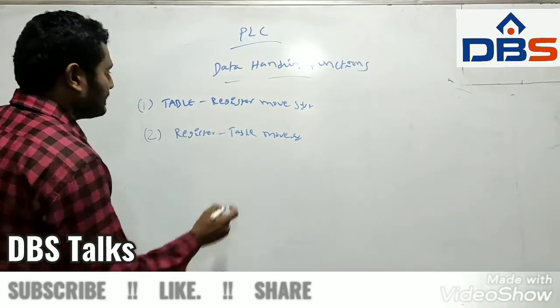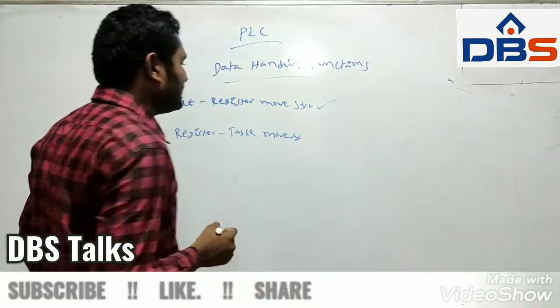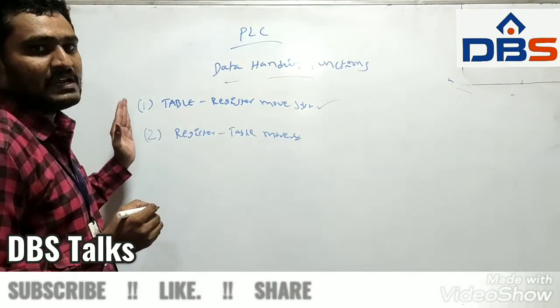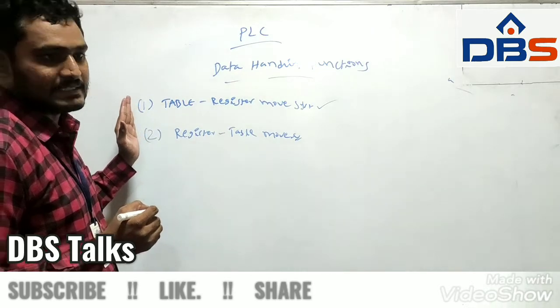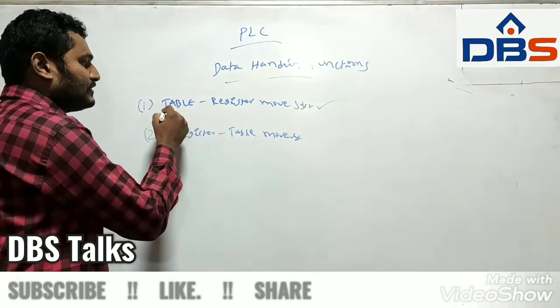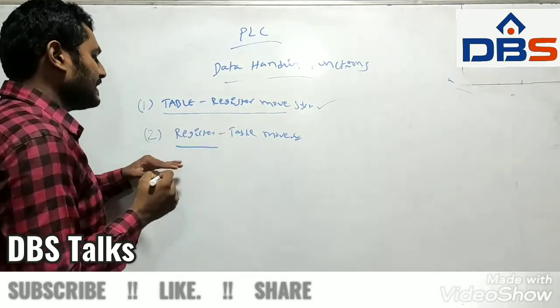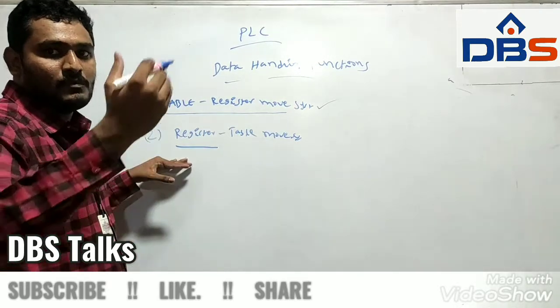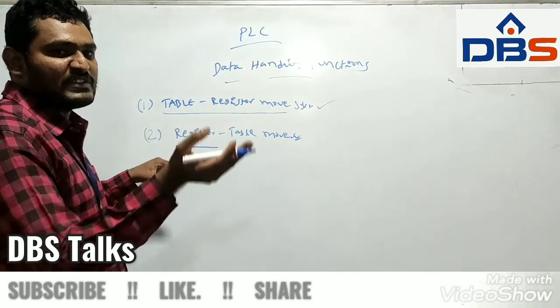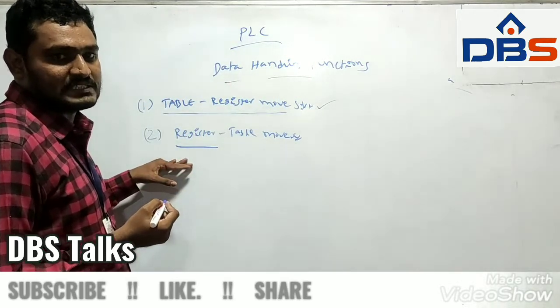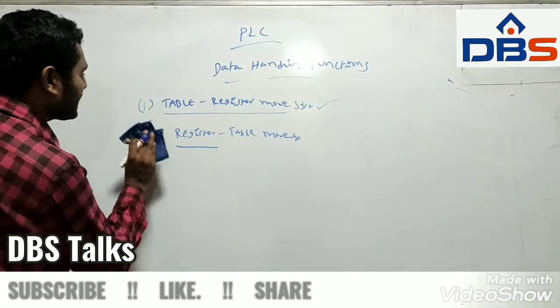Firstly consider the table to register move system. In this case, the data is sequentially moved from a special portion of a large string of data into a single register. For that purpose we use table to register move system. In the register to table move system, we move the data sequentially out of a single register into a large sequence of registers. I will explain one by one.